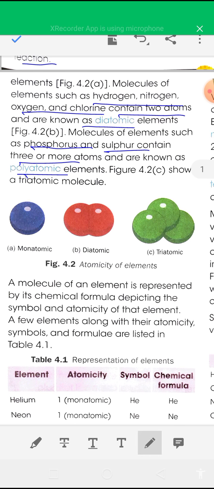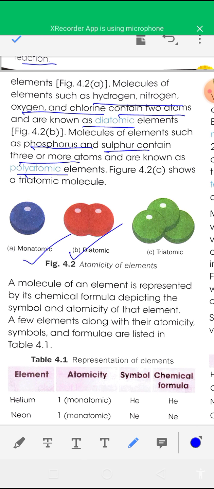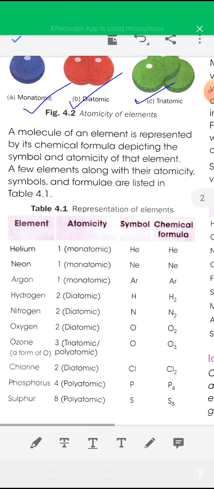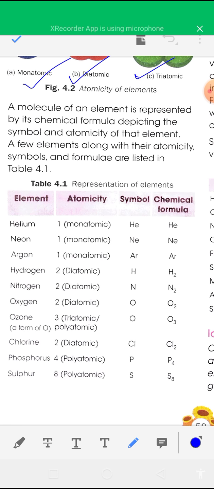So monoatomic molecules contain only one atom, diatomic molecules contain two atoms such as oxygen and nitrogen, and triatomic molecules contain three atoms such as O3, ozone. In ozone, three oxygen atoms are there. Polyatomic molecules contain four or more atoms. Now you can see here some elements, their atomicity and their chemical formula. Representation of an element: helium is monoatomic because it consists of only one atom.